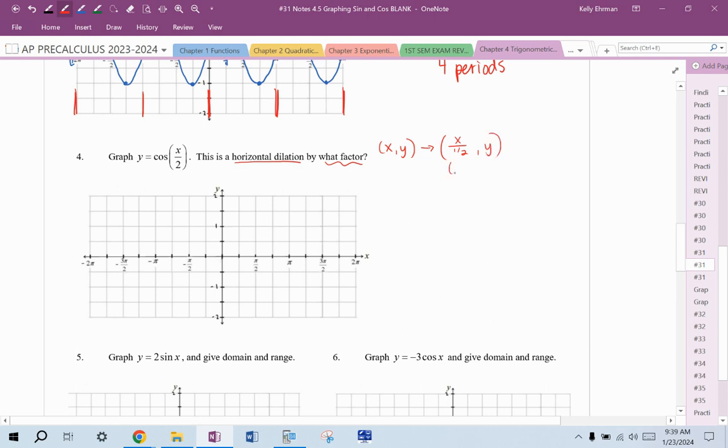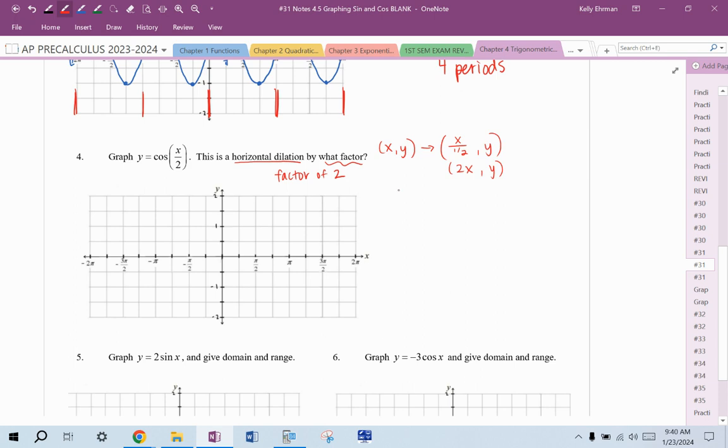So what are we really doing there? We're really saying multiply every x value by 2. So it's a horizontal dilation by a factor of 2. So it's always what are you multiplying? The dilation factor, whether it's vertical or horizontal, is always what are you multiplying the x value by or the y value by.